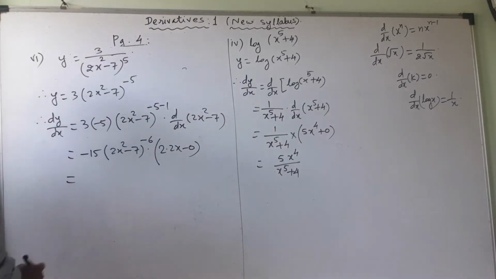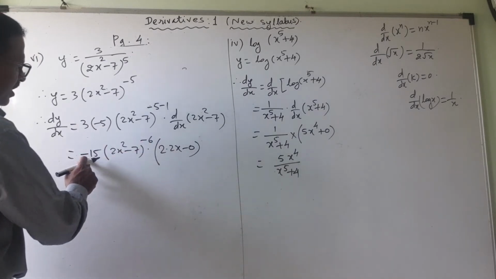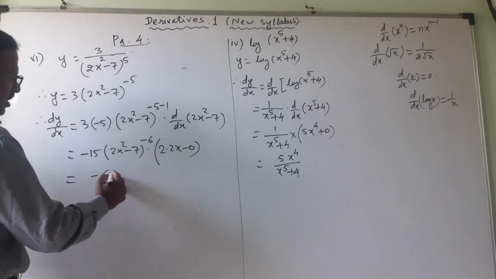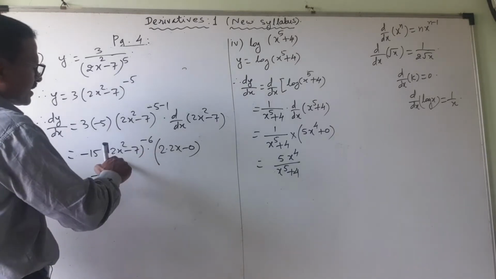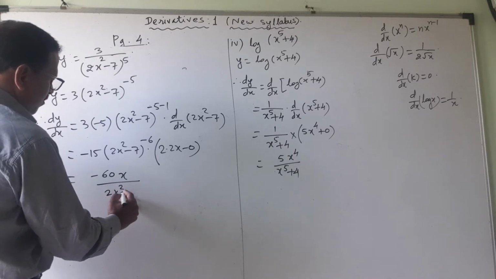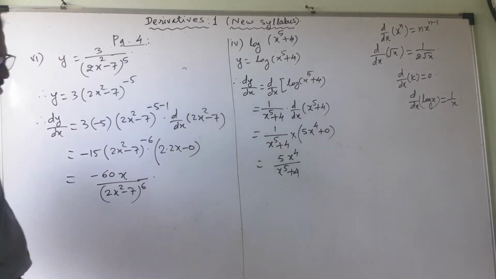So that is equal to, this is 4. Minus 15 into 4, that is equal to minus 60. This negative power will come down, and 2x square minus 7 raised to 6. This is the answer.